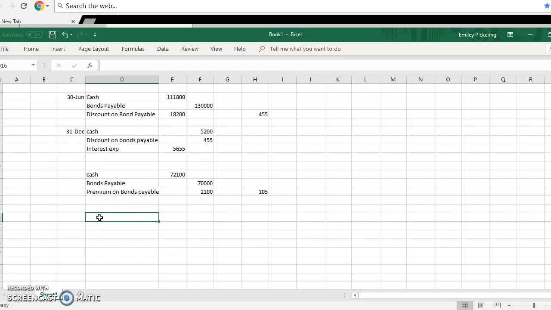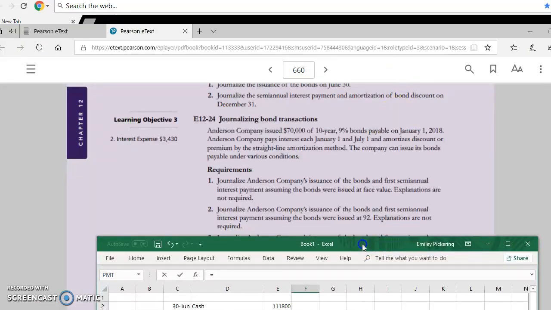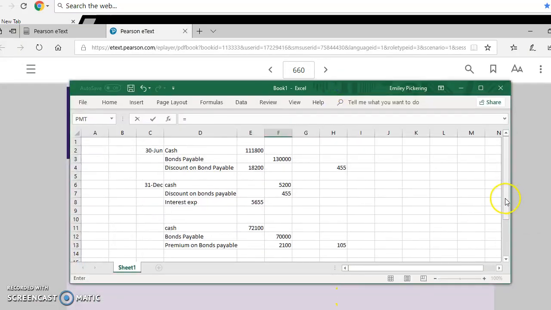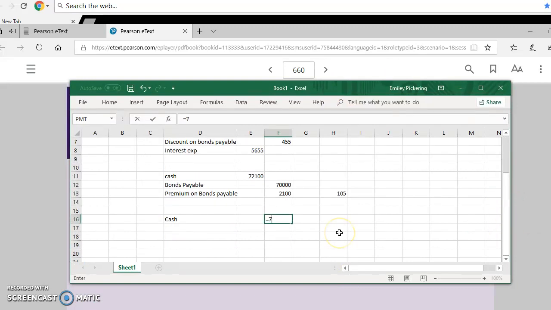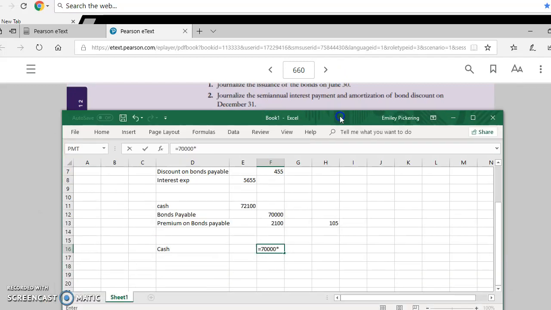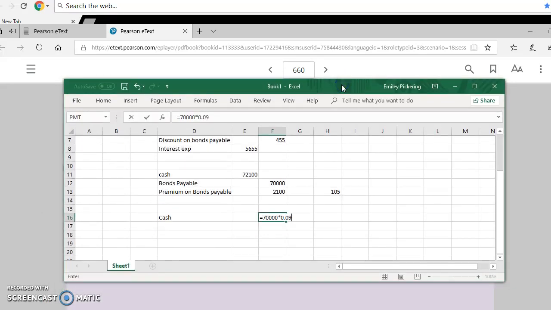So let's go ahead and figure out what our interest payment is going to be. It is a $70,000 bond, and it is a 9% interest rate. If I did this, that would be an annual interest rate, but I'm paying semi-annually, twice a year, so I'm going to divide that by 2.